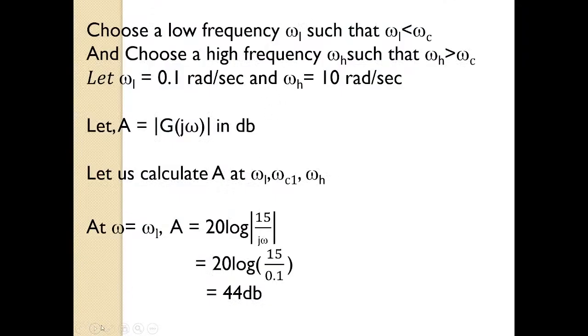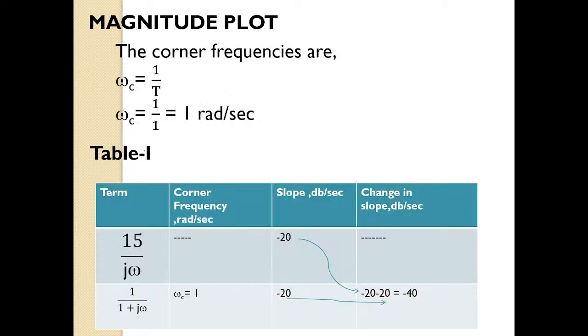So let us consider a low frequency omega L which is less than omega C, and let us also consider a high frequency which is greater than the corner frequency. Low frequency is omega L, high frequency is omega H. Omega L is less than omega C, omega H is greater than omega C. What is omega C? If you are listening to the class, just mention in the chat box what is the omega C value. Omega C value is 1 radian per second.